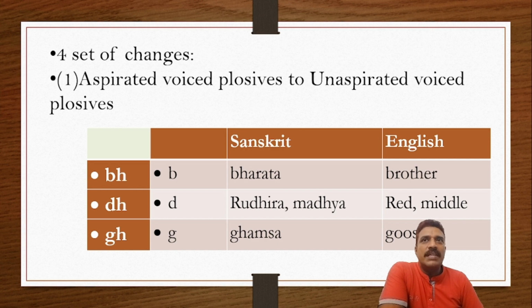Let's study four sets of changes. Aspirated plosive to unaspirated voiced plosive. Aspirated voiced plosives were changed to unaspirated. For example, bh to b, brother to brother, dh to d, rudhira, madhya, rudhira to red, madhya to middle, and gh to g, that is ghamsa to goose.